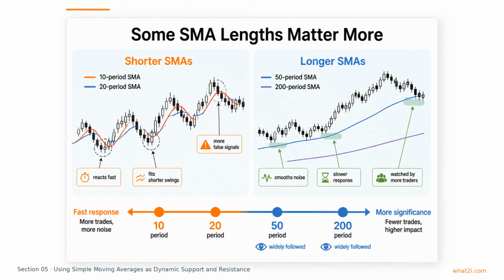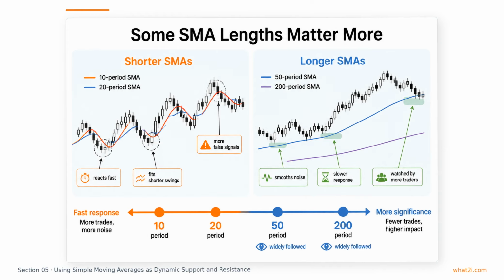Different SMA lengths behave differently, and some attract more attention than others. Shorter SMAs, like the 10 period and 20 period, respond quickly to price and are often useful for shorter swings. Because they react faster, they also produce more noise and more false breaks. Longer SMAs, such as the 50 period and 200 period, smooth out more noise and often matter more because so many traders watch them. They respond more slowly, but their reactions can carry more significance. So there is always a trade-off between speed and stability. The key is to choose the average that fits the kind of price movement you're trying to track.